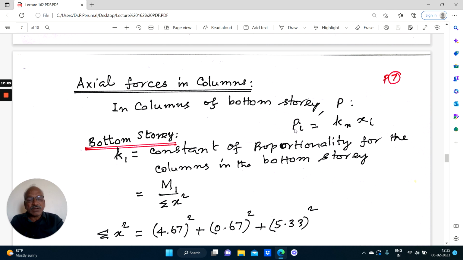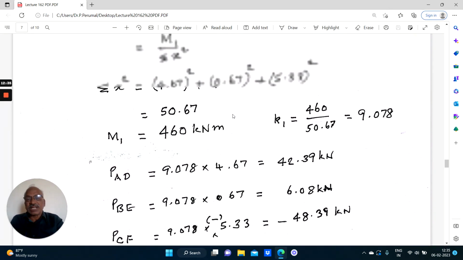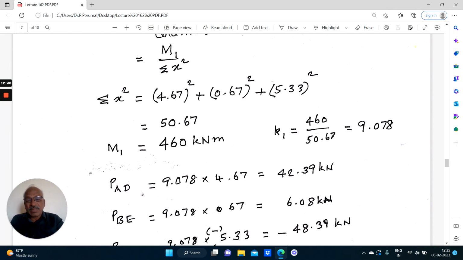We know P1 equal to K1 into Xi. For individual columns, you are going to make use of this formula to find out the forces for column 1, column 2, column 3. You have to use the distance Xi. Suppose for the left side column, P1 equals K1 into Xi, where Xi is 4.67. Like that we have to calculate. So after calculating K1, P for the first column, this is in the bottom story. We are calculating everything for the bottom. That is only to be remembered. Calculations are simple. So 9.078 into 4.67, tensile force.